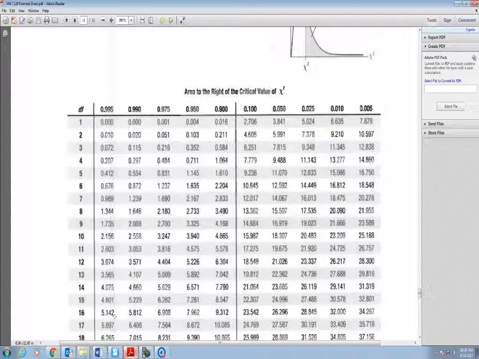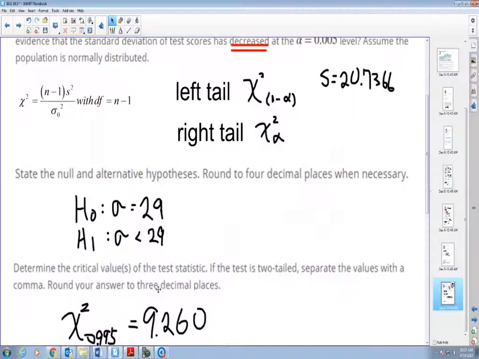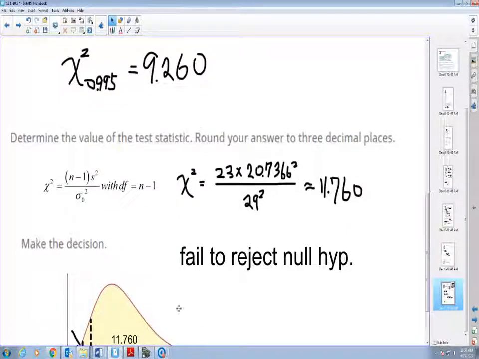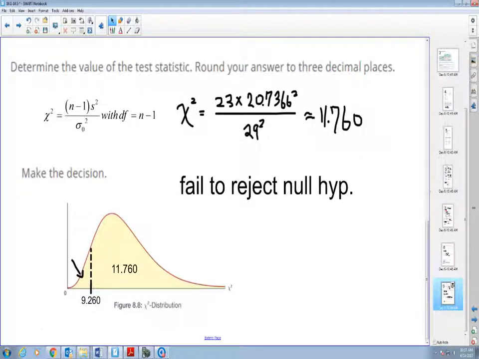And again, once you know your critical value chi-square, then you use the formula to find the test statistics, and then you can see where it falls. Does it fall into the tails on the two sides for the two-tail test, or does it fall in the fail to reject region?